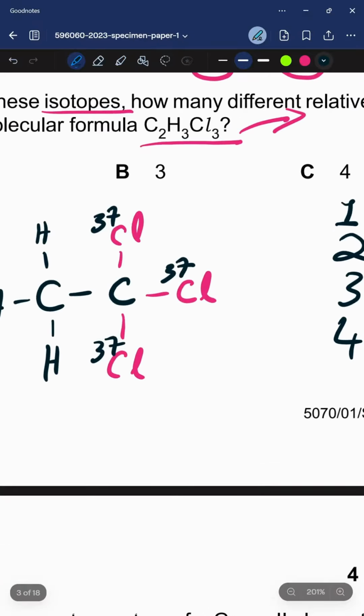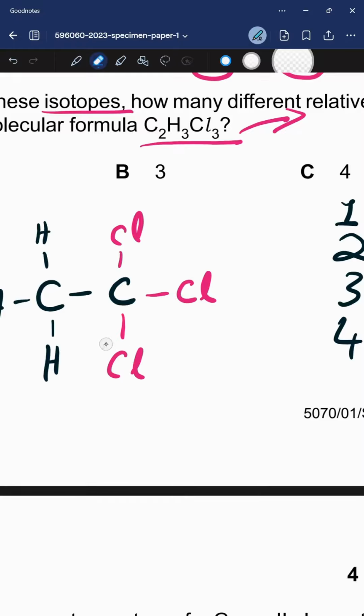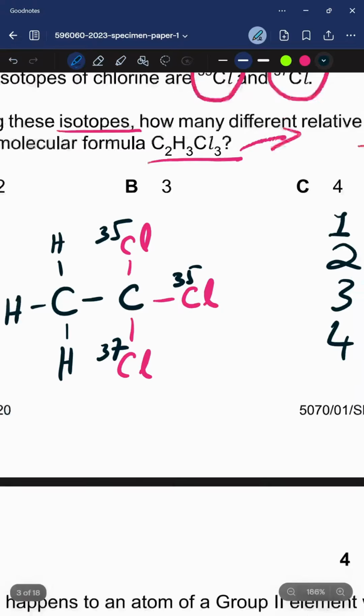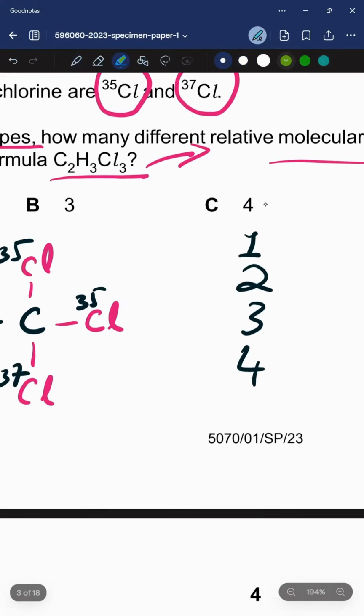And what else can we think of? If I keep one as 35, the other as 35, and the last one as 37, that's the second option. We already did that. So I think there are 4 possible combinations we can make out of it.